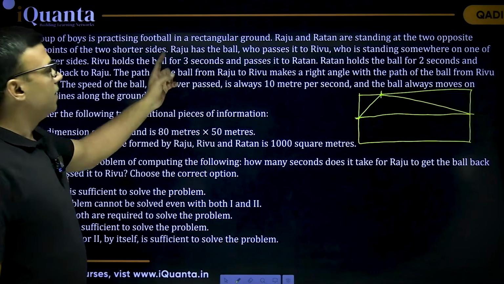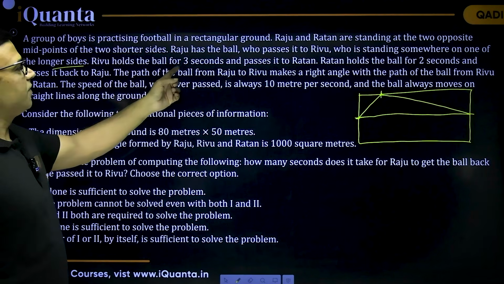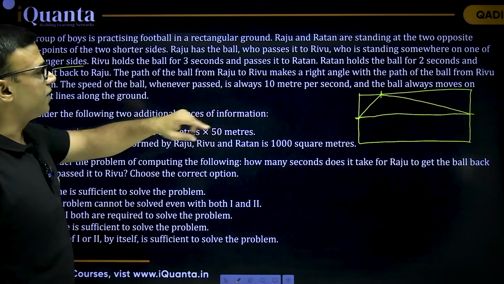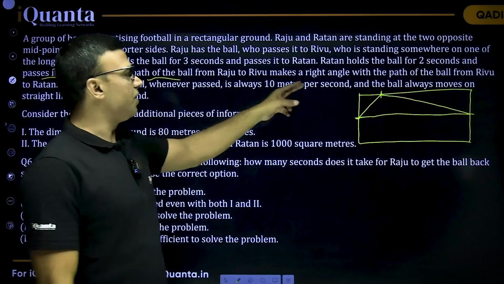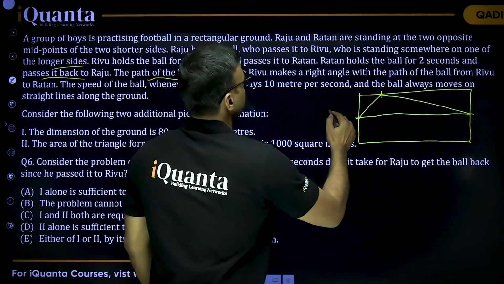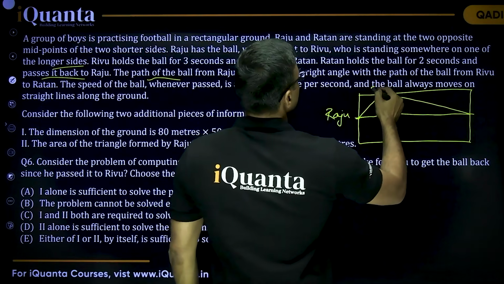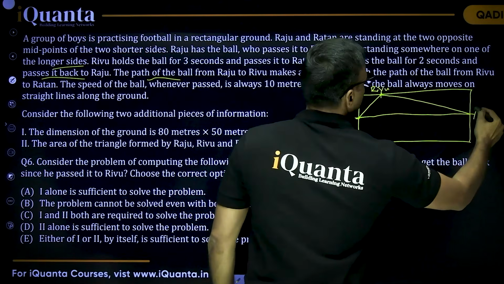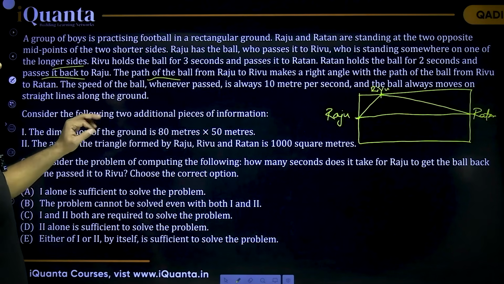Rivu holds the ball for 3 seconds and passes it to Ratan. Ratan holds the ball for 2 seconds, passes it back to Raju. The path of the ball from Raju to Rivu. So Raju, then Rivu, and then Ratan. Is that the correct order? Raju and Ratan. All right.